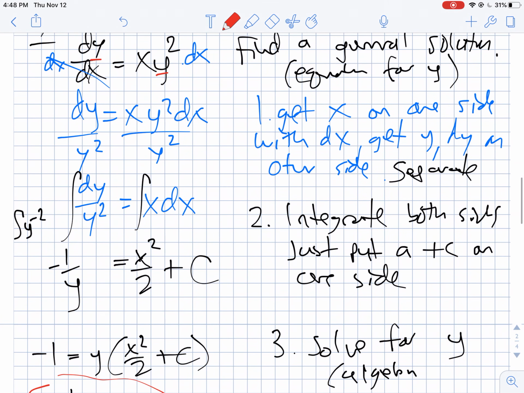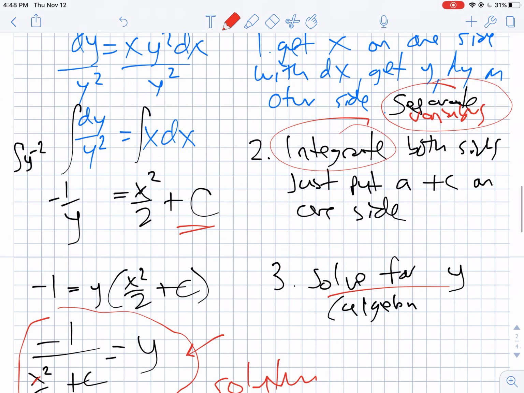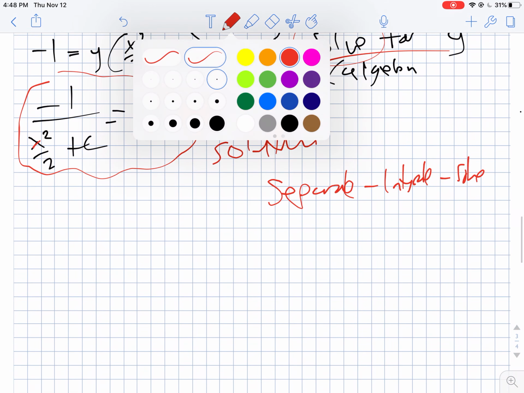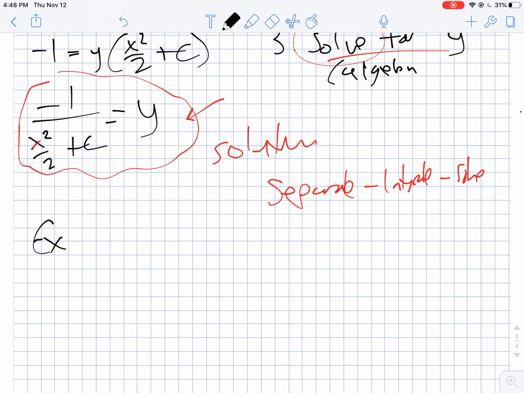Look at our steps again. We separated the variables. That's why it's called separation of variables. We integrated both sides, put the plus c over here, and then we solved for y. And that step right there, separate, integrate, solve, that's what we're going to do on all of these problems. Okay, so let's do a couple more examples, and we'll try and see the patterns for what's going on here. But everything, again, is going to come back to this: separate, integrate, solve.